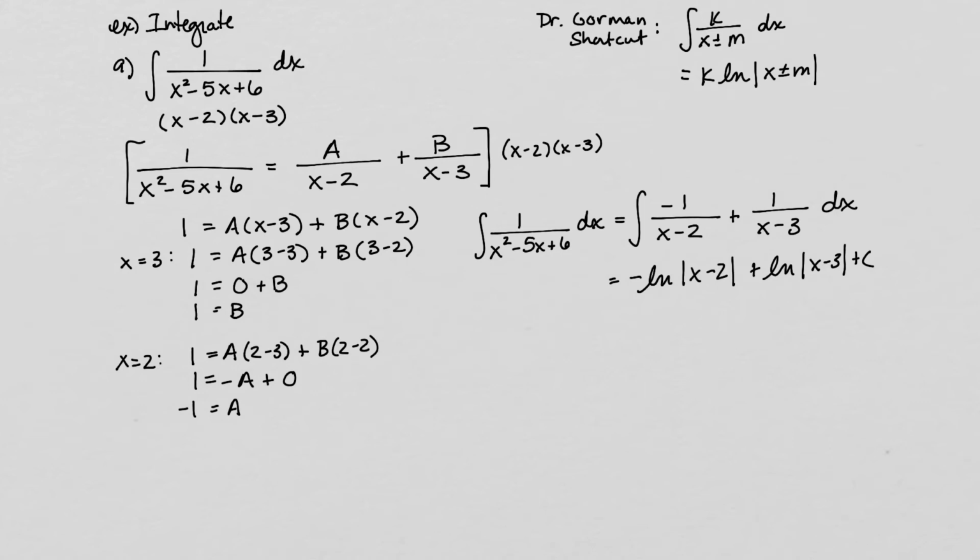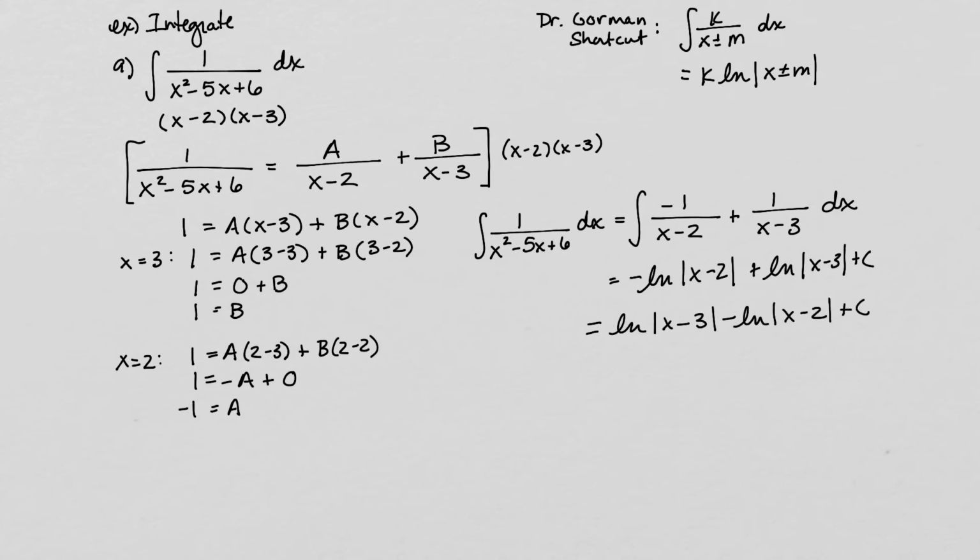Okay. So that would be our final answer. Yeah, that would be our final answer. I'm going to leave the final answer like that. You can get more creative if you wanted to, right? You technically could rewrite this if you wanted to. If I put the positive one first, the natural log of the absolute value of x minus 3 minus the natural log of the absolute value of x minus 2 plus C.